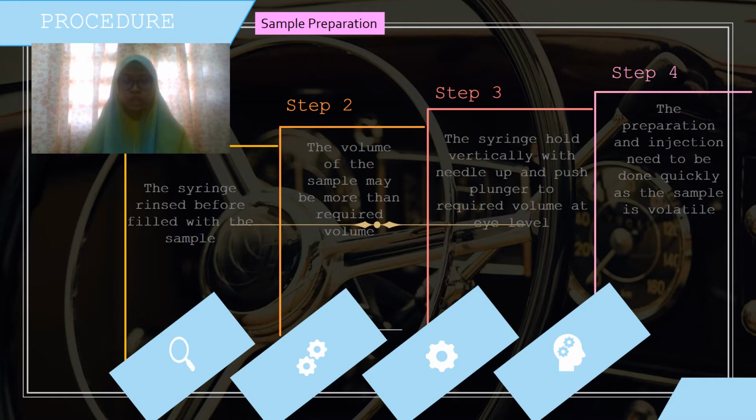The sample injection will involve taking a small amount of the liquid sample to be analyzed into a syringe, and then the injection needs to be done quickly into the hot injection port of the gas chromatograph as the sample is volatile.